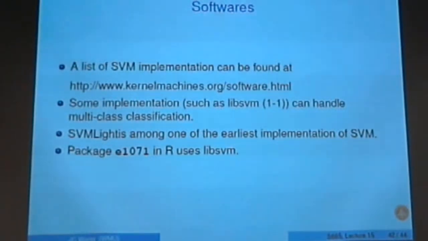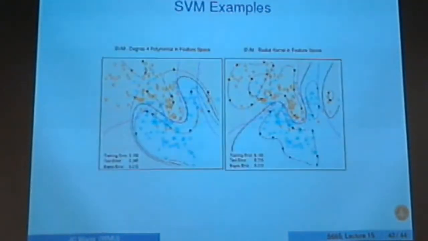This in R implements libsvm, which is a C++ library for support vector machines. Here is a support vector machine example taken from The Elements of Statistical Learning. These are the graphics.